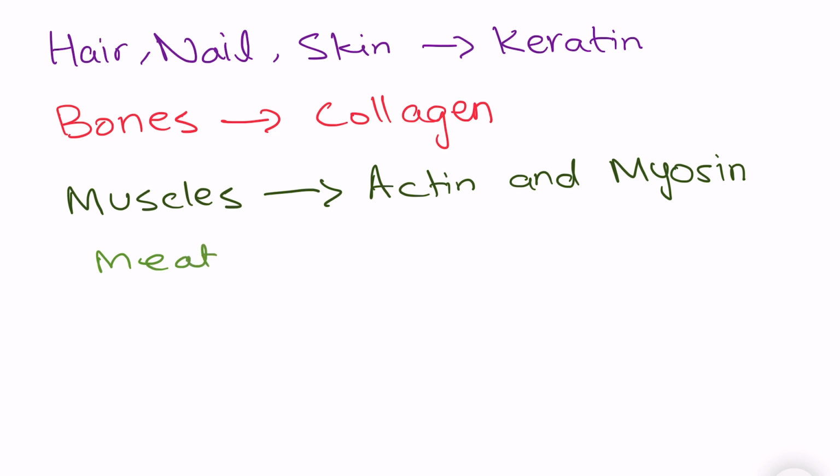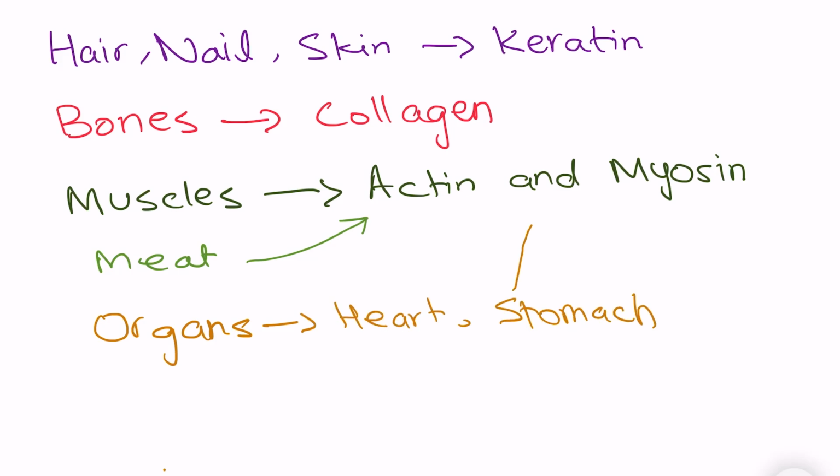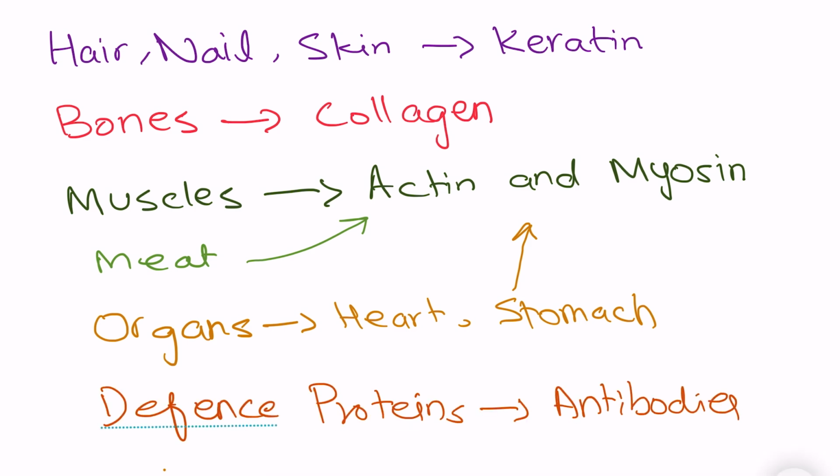And when we eat meat like chicken, beef, goat, etc., we say that we are eating a protein rich diet. That's because we are eating their muscles, which are made up of actin and myosin. Our organs like heart, lungs, and stomach are also muscles, which are made up of actin and myosin. The defense proteins called antibodies, which fight with the foreign invaders in our body, are also protein in nature.